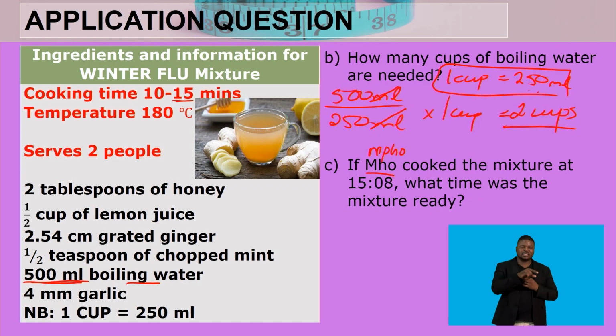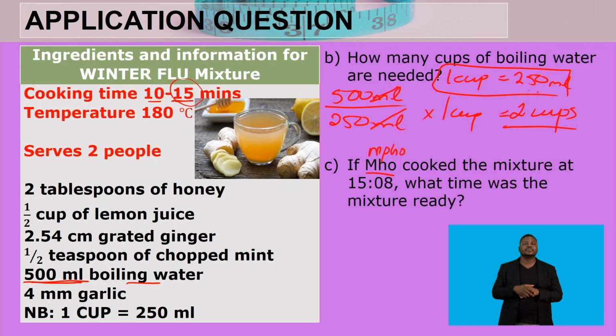So if Mpho cooked the mixture at 3:08, what time was the mixture ready? Now, the mixture should be cooked for how long? For 10 to 15 minutes. So we cannot really tell for how long did Mpho cook it, because we're not told whether was it for 10 minutes, 11 minutes, 12 minutes, or 13 minutes, or 14 minutes. But what we know is that you cannot cook the mixture above 15 minutes. So we will take the maximum cooking time for this mixture. So Mpho started cooking this mixture at 3:08, and then for how long did Mpho cook it? For 15 minutes.